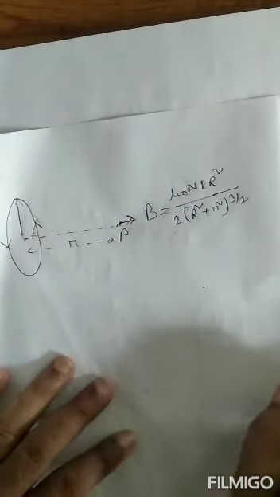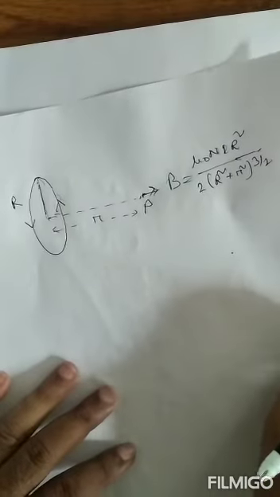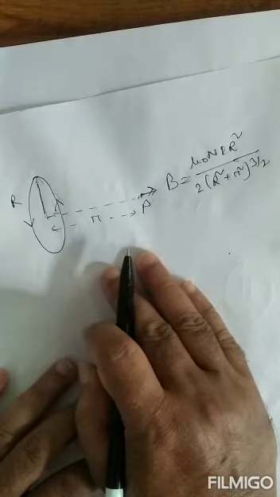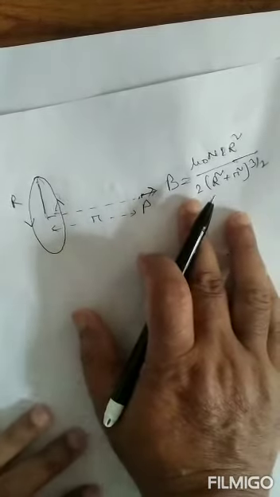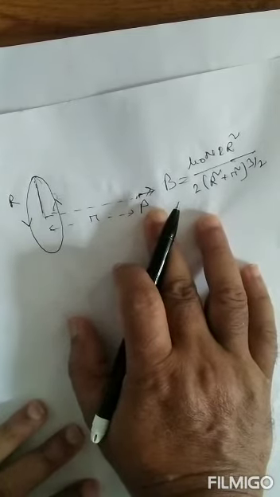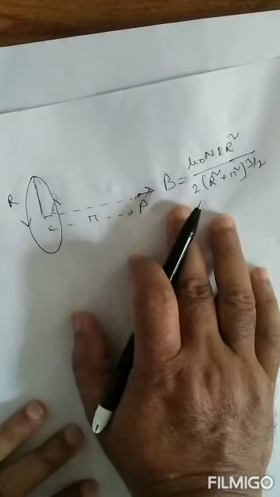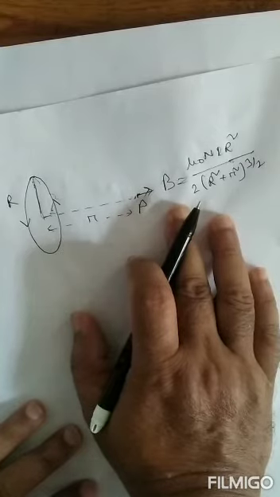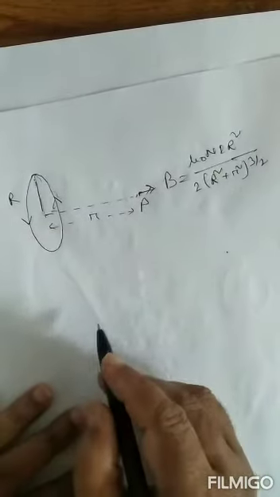We already derived this. Now I want to derive the same magnetic field induction in terms of the magnetic dipole moment, and then I will show you that this expression is exactly identical to that of the electric field intensity at the axial point of an electric dipole.